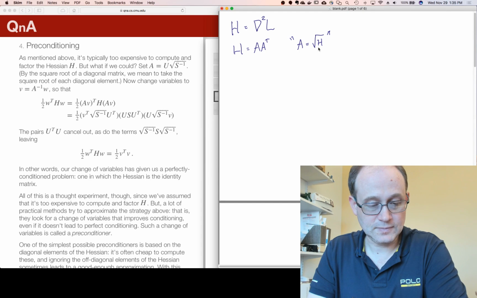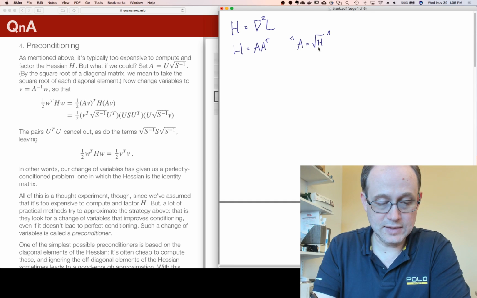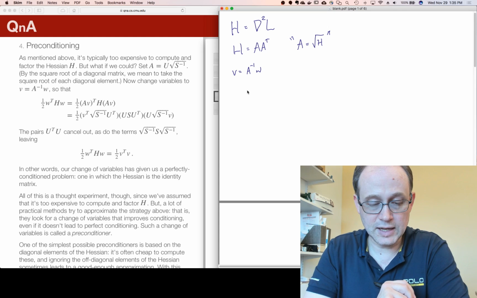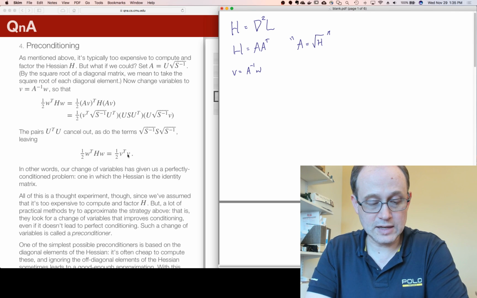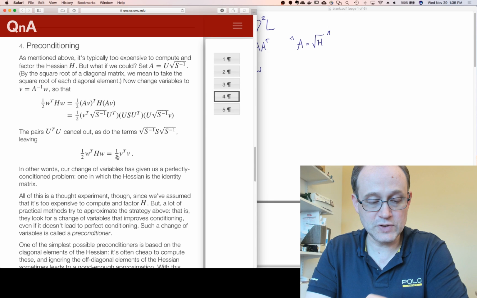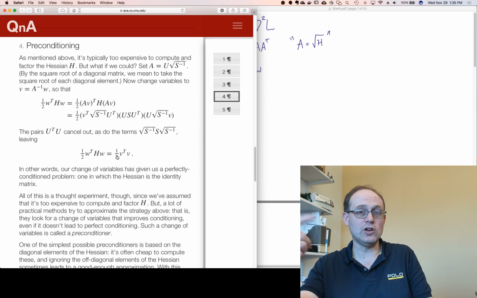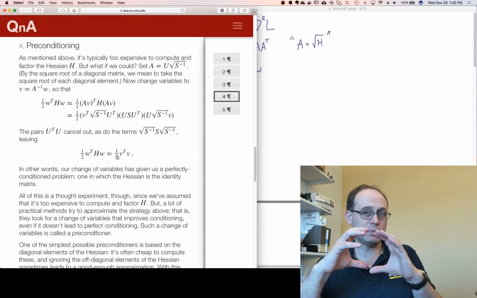If you do that, and then you take a new variable v and set it equal to A inverse w, where w was our original variable, and do a change of variables, our loss function was at least locally w transpose H w. If you substitute Av, which is the same as w, and do a little bit of simplification, you get that our loss function is locally just v transpose v, meaning that the second derivative matrix is the identity. The identity has all singular values equal to 1, and so the condition number, the ratio of the largest to the smallest, is 1. It's got perfectly circular contours.